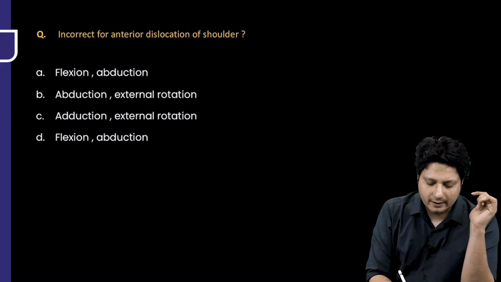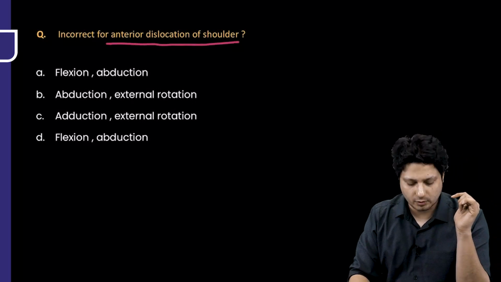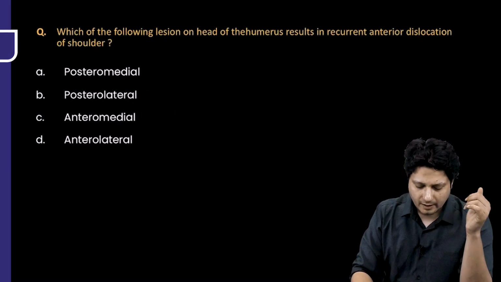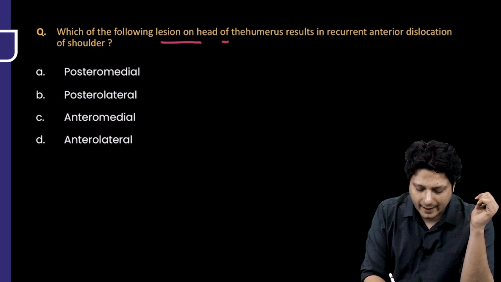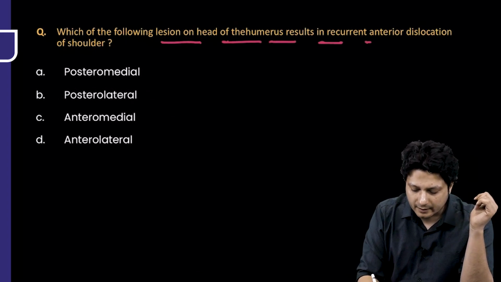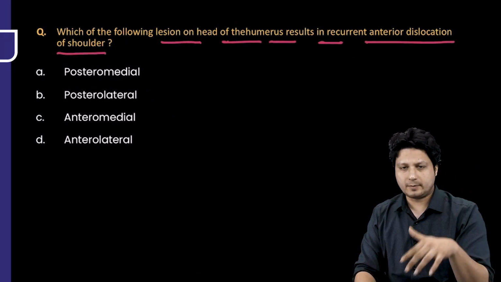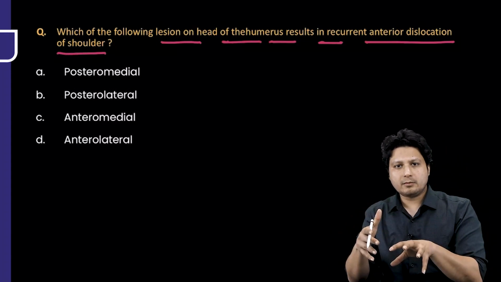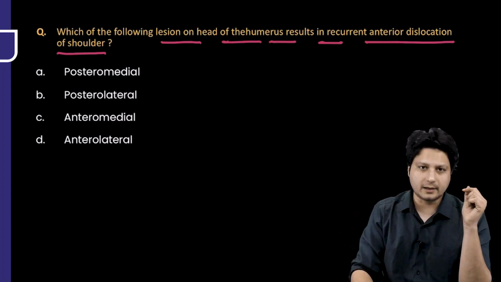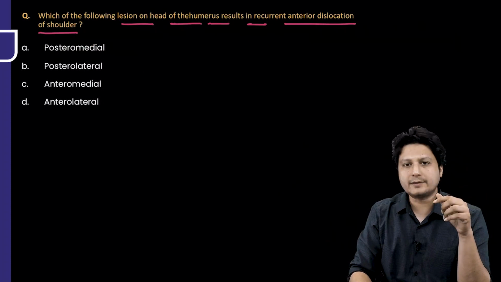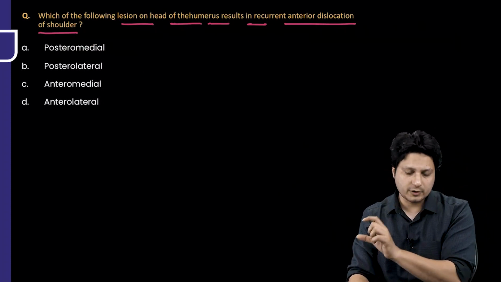Next, which of the following is incorrect for anterior dislocation of the shoulder? Next, which of the following lesions on the head of the humerus results in recurrent anterior dislocation of the shoulder? That means which of the following is the lesion due to recurrent anterior dislocation of the shoulder? So let's have a discussion on dislocation of the shoulder joint.